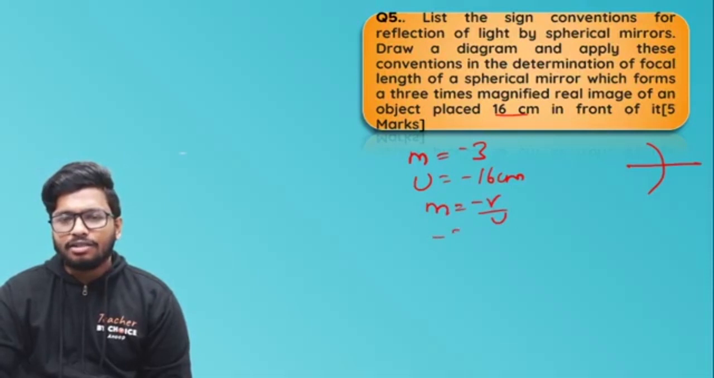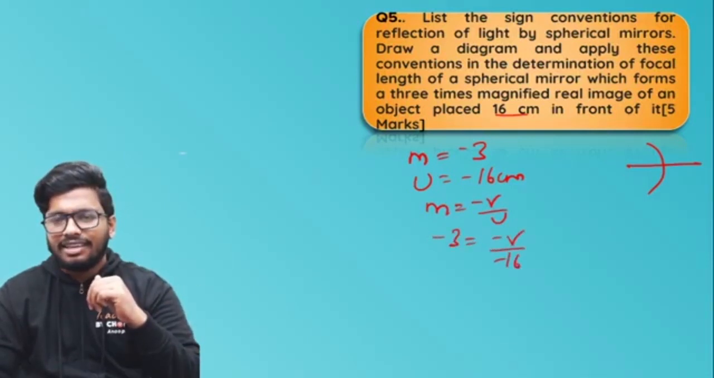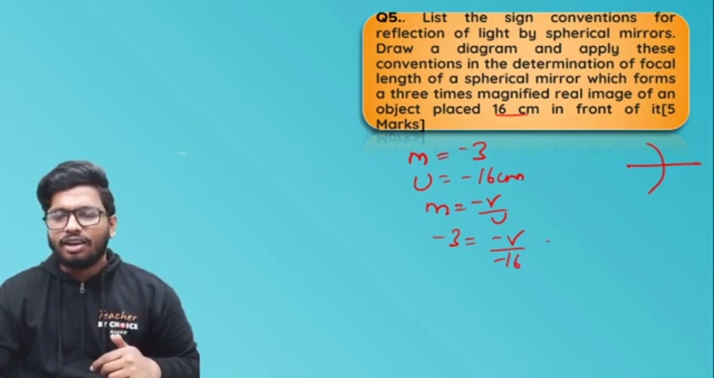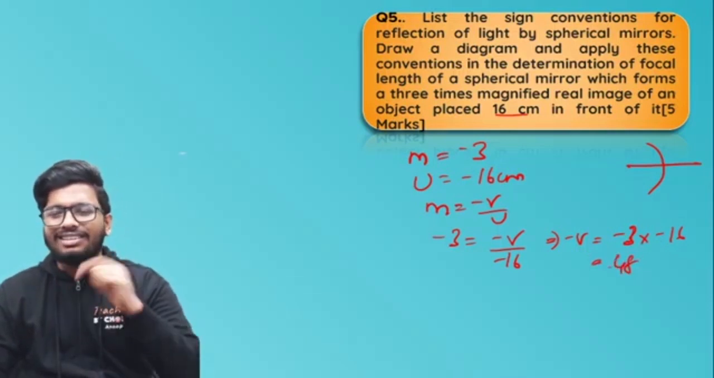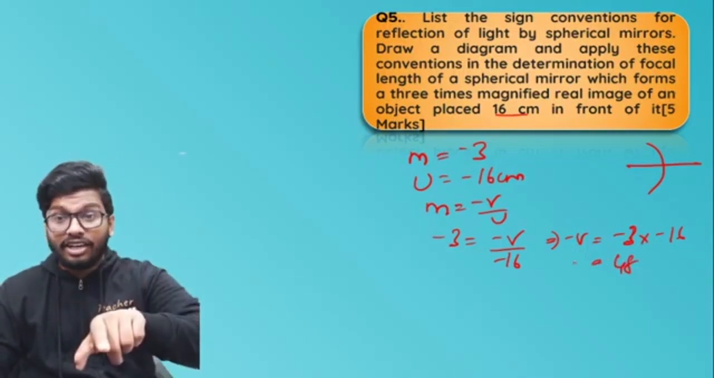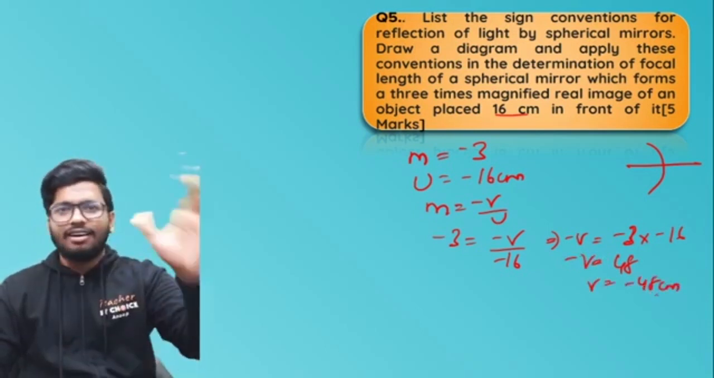So m is taken as -3, and it's -v divided by -16. So take that to the other side. So what do you get? -v is equal to -3 into -16, so that'll be plus. 3 6 18, 3 1 3, 4, so that'll be 48. You'll get plus 48, but it's -v, so it will be -48 centimeter. So you got the image distance.